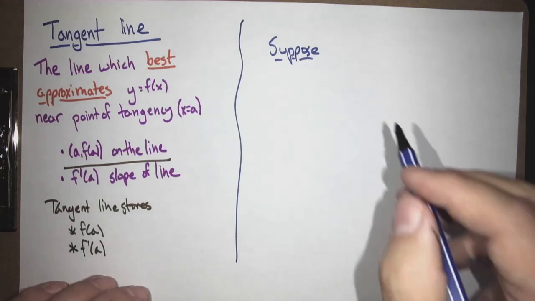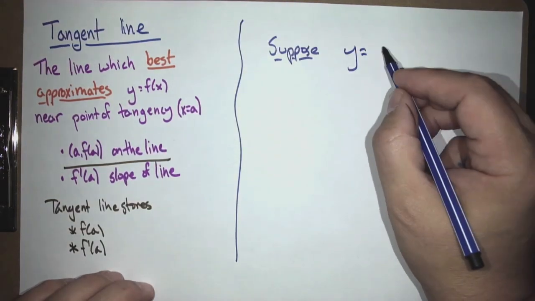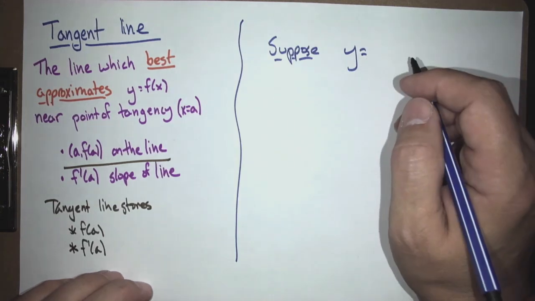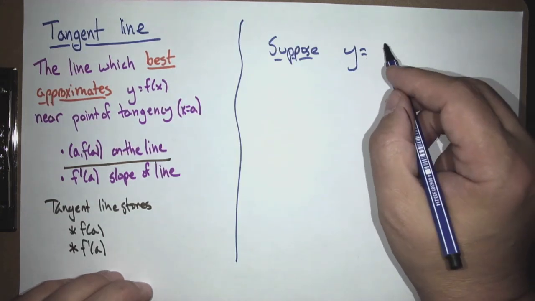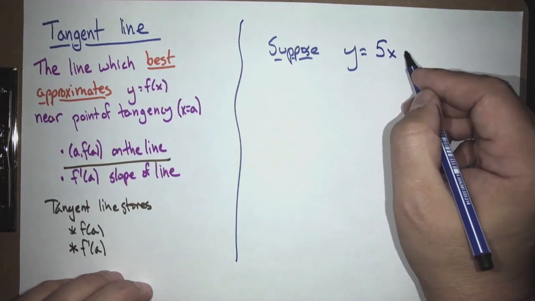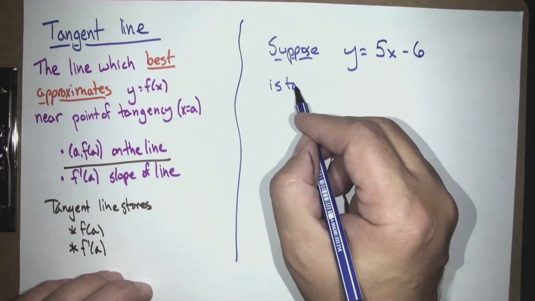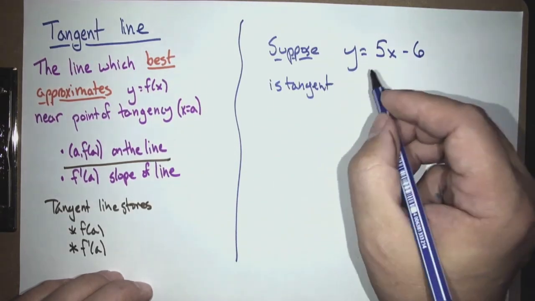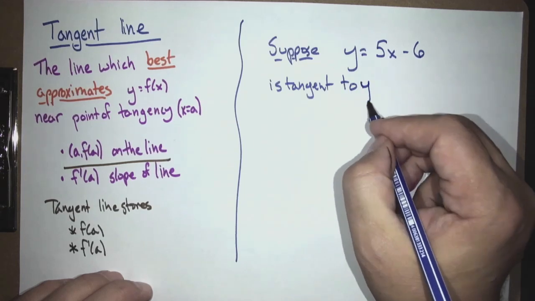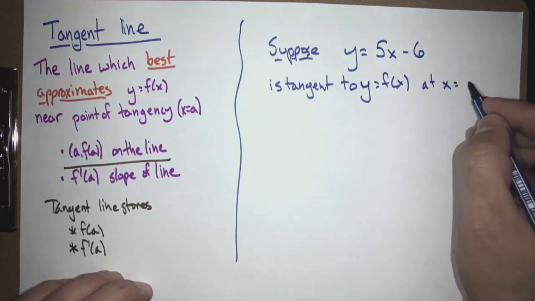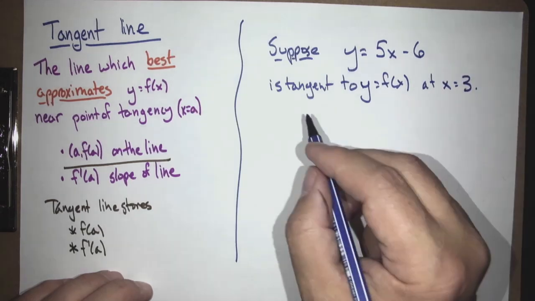Y equals x. Let's make it more favorite than 0. No, that's less favorite. All right, I'll make up numbers here. 5x minus 6 is tangent to y equals f of x at x equals 3.